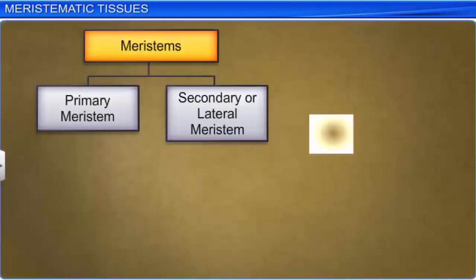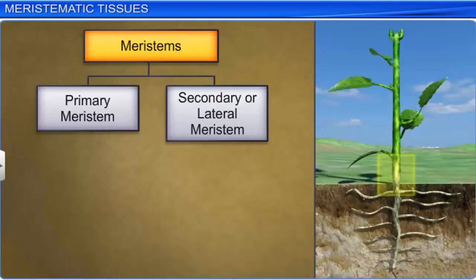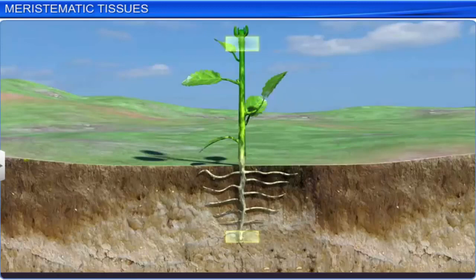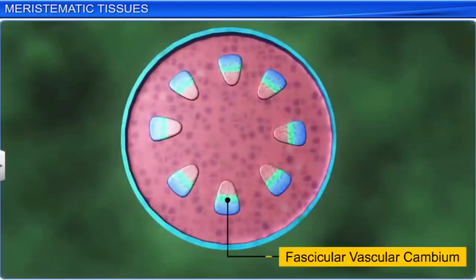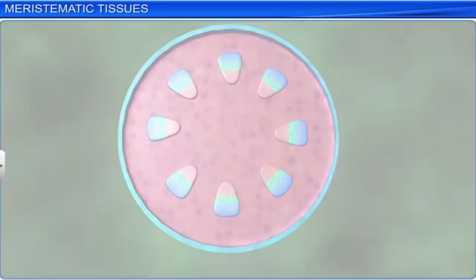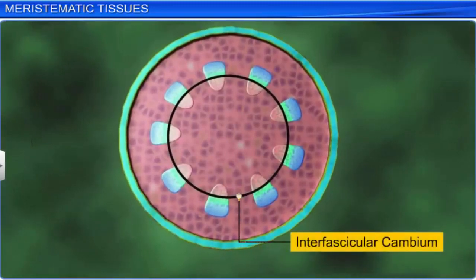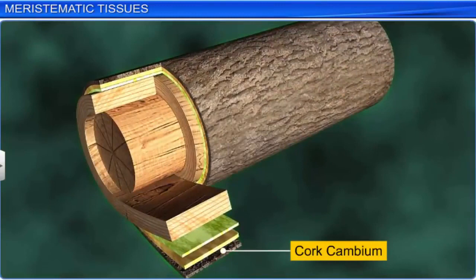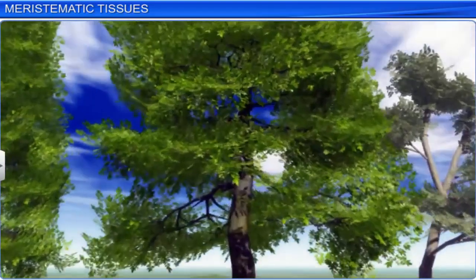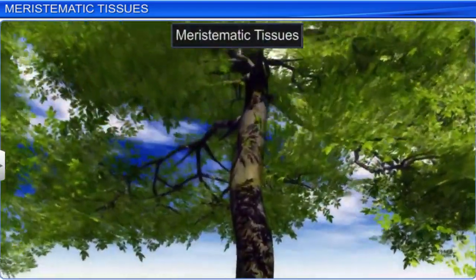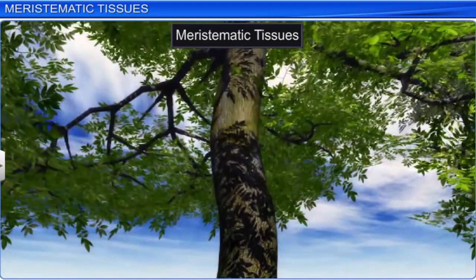Meristem that appears later in a plant's life is called secondary or lateral meristem. It occurs in the mature regions of the roots and shoots of many plants. Secondary meristem is responsible for producing woody axis and secondary tissues. Fascicular vascular cambium, interfascicular cambium, and cork cambium are some examples of secondary meristems. Thus, meristematic tissues play a vital role in the primary and secondary growth of a plant.